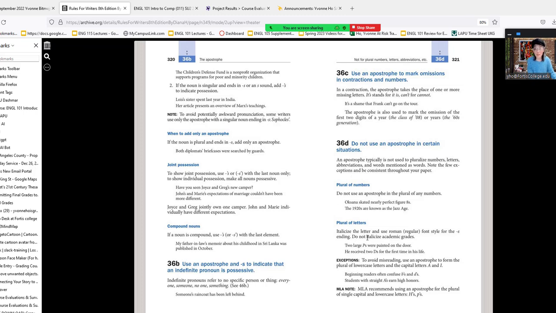Plural of letters. So you do not italicize academic grades. Two large P's were painted on the door. He received two D's for the first time in his life. Exceptions: to avoid misreading, use an apostrophe to form the plural of lowercase letters and the capital A and I. Beginning readers often confuse B's and D's. Students with high A's earn high honors.